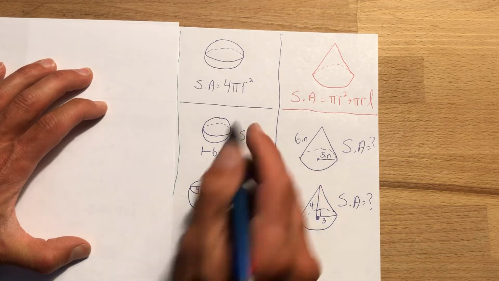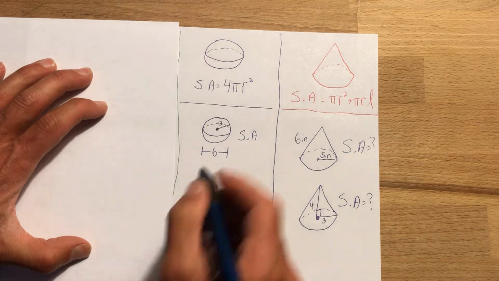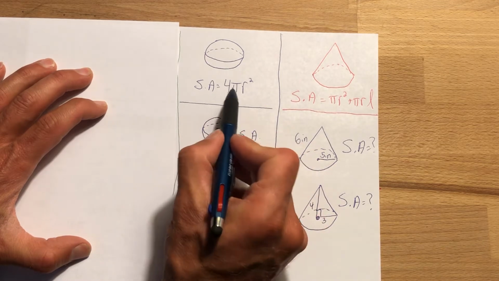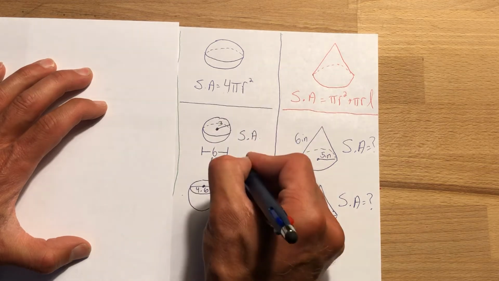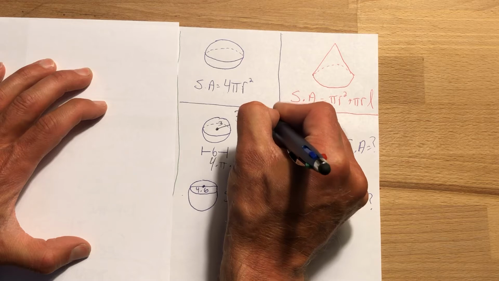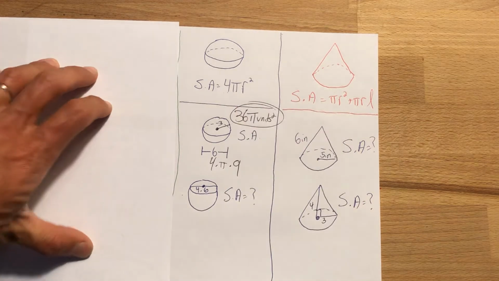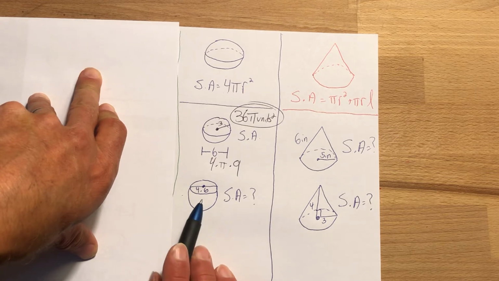All right, well, let's see. If my diameter is 6, my radius is 3. So 4 times pi times 3 squared, which is 9, gives me 36 pi units squared. Simple. Okay, now let's have you guys try this.